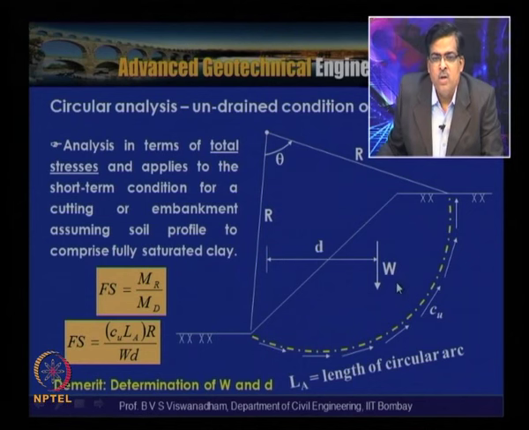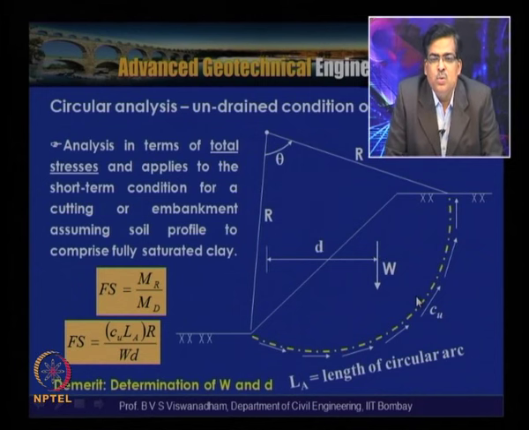So this requires determination of the area of this portion, and then by knowing the area into the 1 meter length perpendicular to the plane of this figure, and also the unit weight of the soil used for the embankment or unit weight of soil in the cutting, we can determine what is the weight, and with respect to the moment of rotation which is considered, we can also determine the horizontal distance from the center of rotation. Horizontal distance, that is d, is nothing but the distance from the CG of the area where the weight W is acting to the center of rotation.